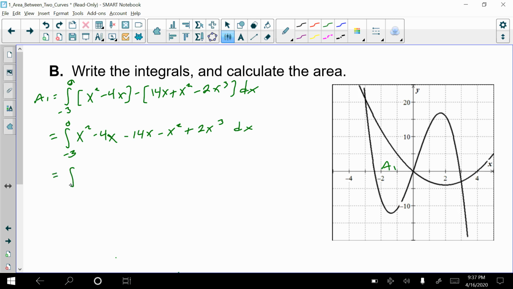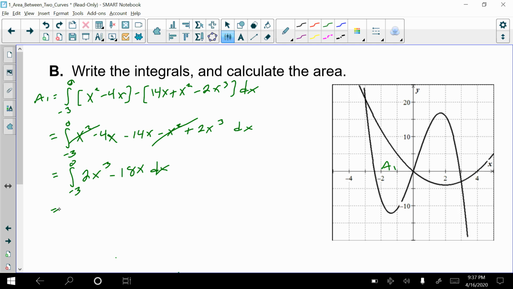Continuing by combining any like terms that we have for the definite integral from -3 to 0, you can see straight away that the x squared terms are going to cancel each other out, and the overall largest term is the 2x cubed, so I'm going to go ahead and write that first, and the -4x and the -14x will give me a -18x dx.